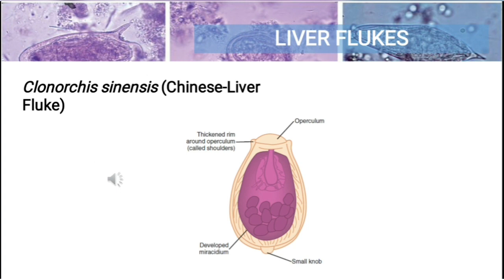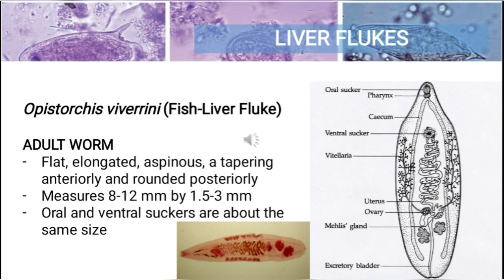This picture shows our Clonorchis sinensis egg with some of its labeled parts. And the last liver fluke that we are going to discuss is our Opisthorchis viverrini, or the fish liver fluke.